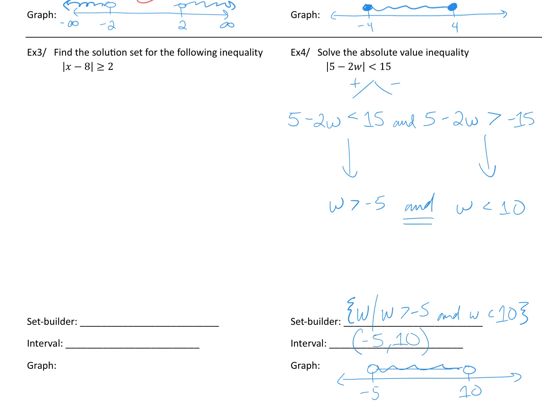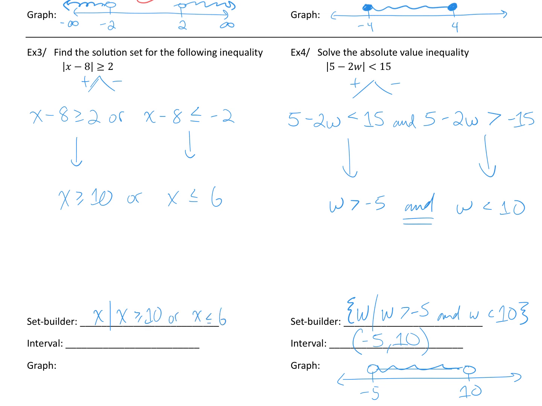Backtracking to example 3, we can have a plus and a minus with an x minus 8 is greater than or equal to 2. In this case, it's an or. X minus 8 is less than or equal to negative 2. And when you solve these out, you'll get x is greater than or equal to 10, or x is less than or equal to 6. So that is the set builder notation. It's x as long as x is greater than or equal to 10, or x is less than or equal to 6.